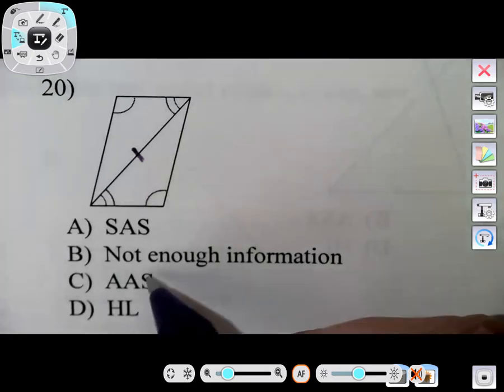No, to be SAS, you would need 2 sides and an angle. You've got 2 angles and a side. Yes, C, angle, side. You have 2 angles and then a side.